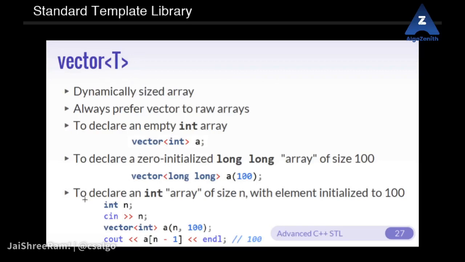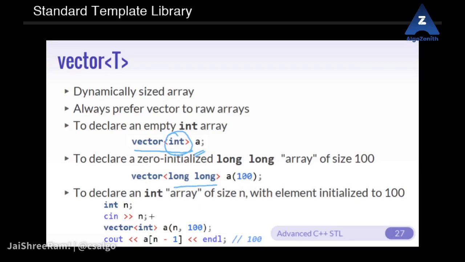So the syntax for the declaration of a vector is something like this: you have a vector of int a. This is the type of the vector, each element will be of type int, and the variable name is a. This is how you declare vector a of data type int. Similarly, if you want to use long longs, you use this, and you can define a size of the array by default as 100 in this fashion, and all of them will be zero initialized.